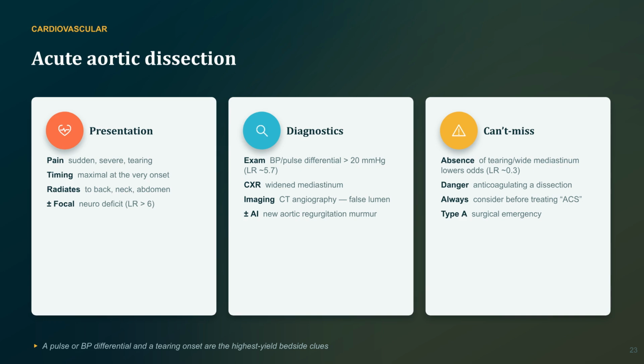Aortic dissection is a critical diagnosis to exclude before initiating any anticoagulant therapy. Look for sudden, tearing pain, pulse or blood pressure differentials, or a widened mediastinum on a chest X-ray. It is a surgical emergency that requires immediate diagnostic imaging.